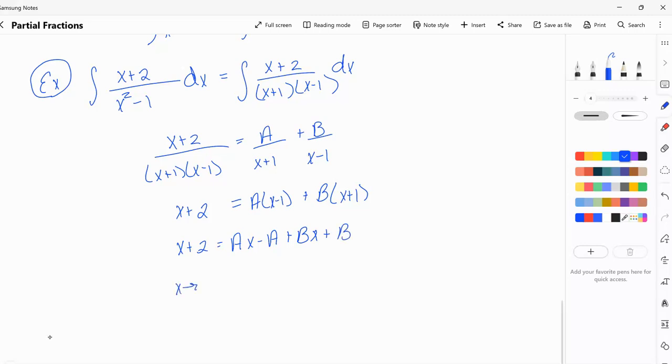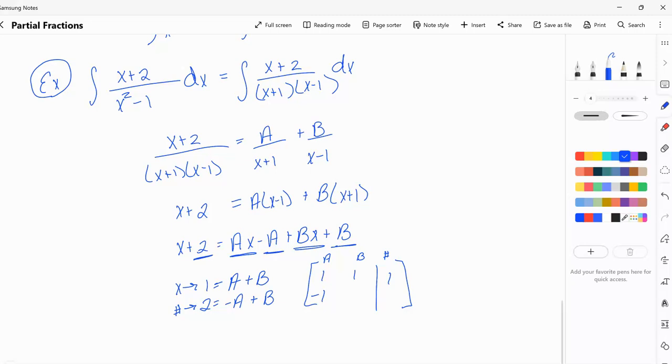So I've got to compare coefficients in front of x, and then I've got to compare the numbers. So my coefficient in front of x here is 1. So I'm going to have 1 equals A plus B. And then the number 2 has to be equal to negative A plus B. So here's my system. Remember, we write this as coefficients of A, coefficients of B, and then the numbers on the other side. So the second one is going to be negative 1, 1, and then 2.